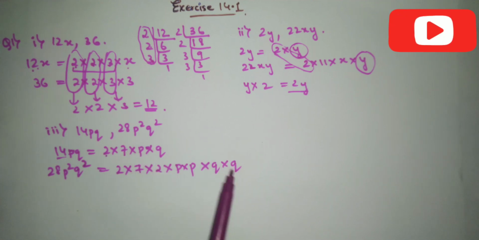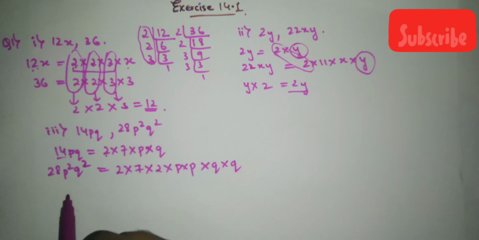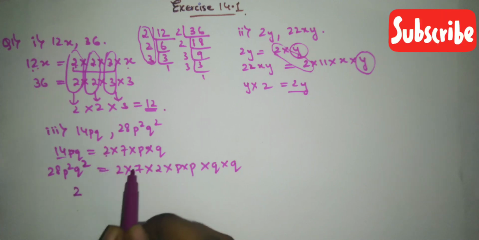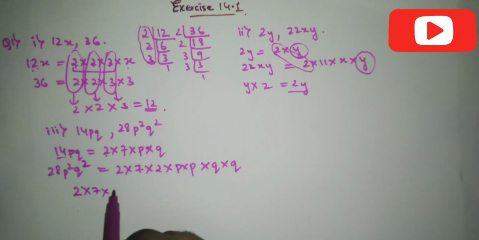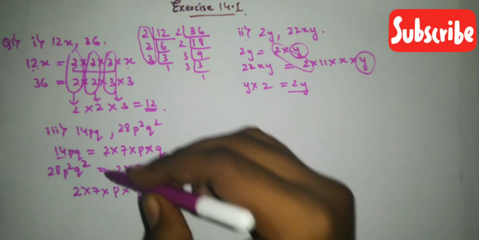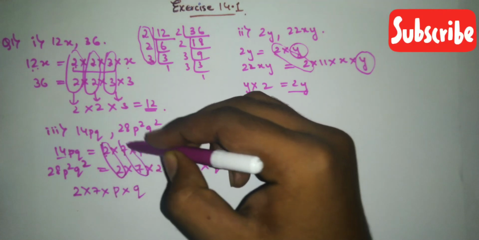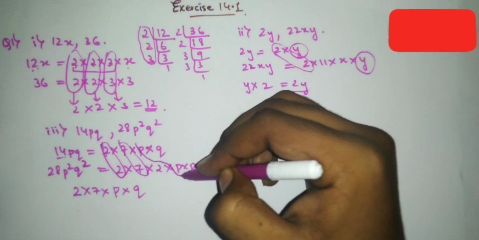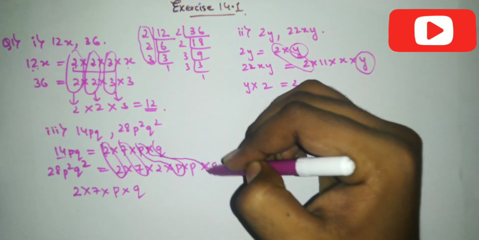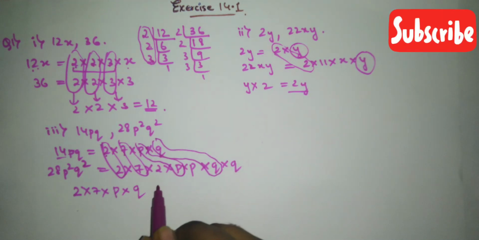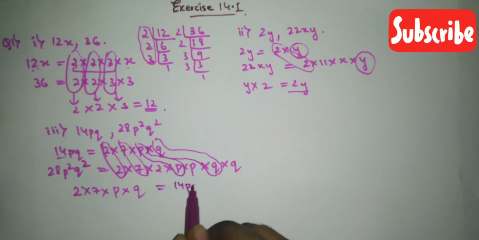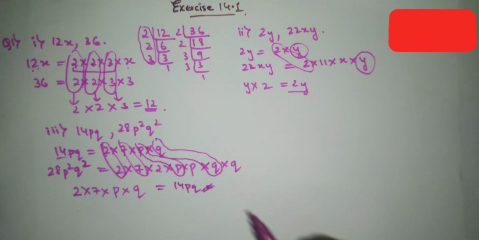From this I get the common factors: 2 is common, 7 is common, p is also common, and q is also common. You have to make pairs, one pair each. So 14pq will be my common factor.